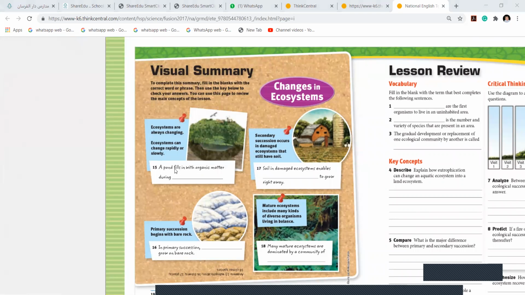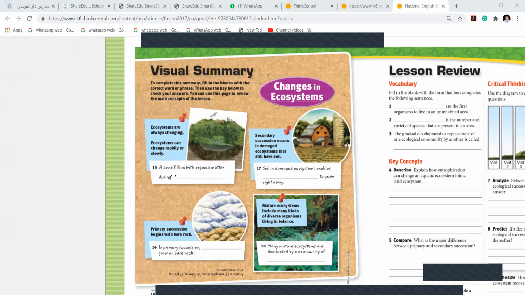First question. A pond fills in with organic matter. You remember I told you there was a pond. First it was without, later it filled with leaves and everything. What is it called? Eutrophication. Actually, the answers are there. Eutrophication.